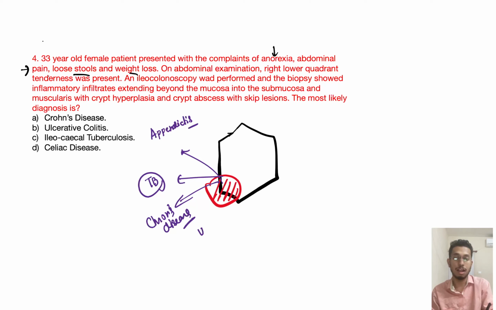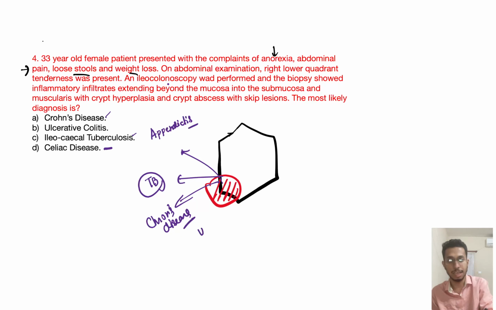If you look at the options, Crohn's disease has been mentioned, ileocecal TB is mentioned. Okay, all right. Now, can it be seen in ulcerative colitis? Yes, in case of backwash ileitis it can have a similar presentation. So, what is the next step?